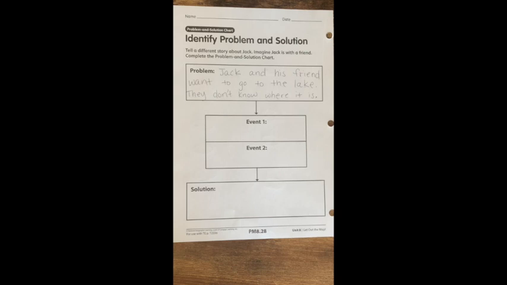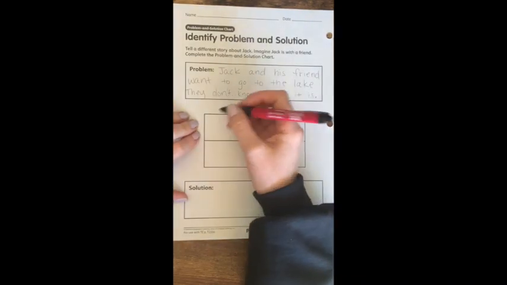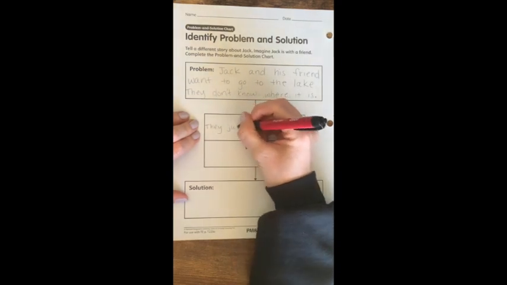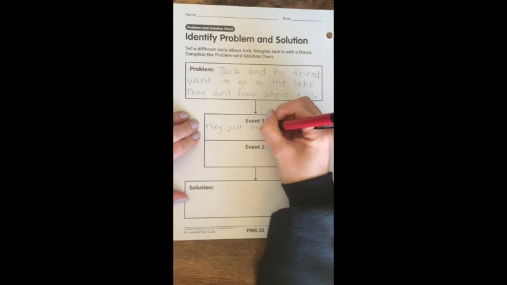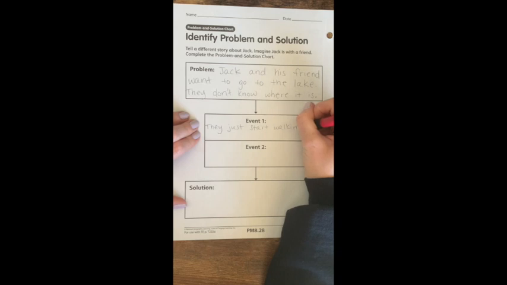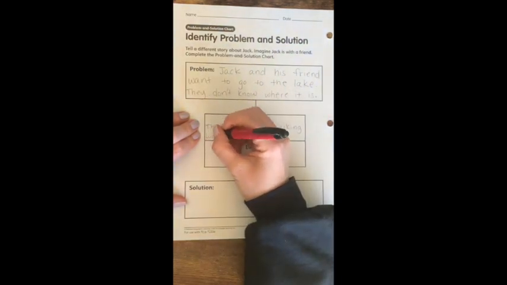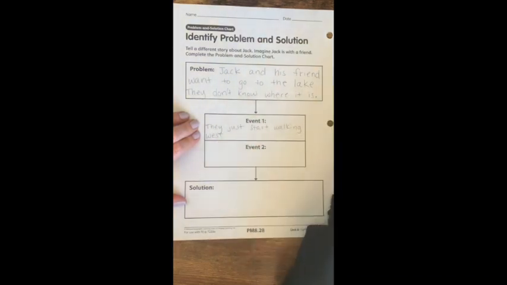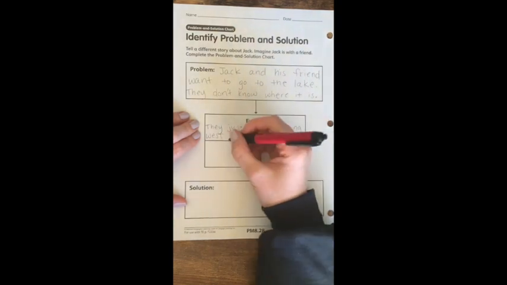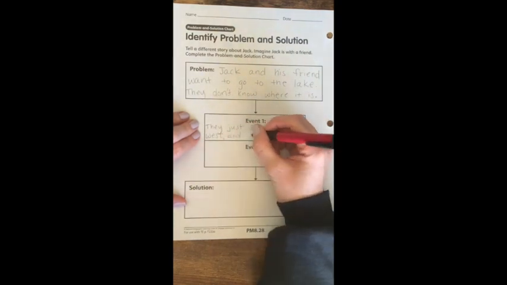So for event 1, that's the first thing they decide to do. So I'm going to say they just start walking. They start walking in any old direction. I'll say they start walking west. So if you remember the map from that story, there is nothing to the west. So they start walking west and find nothing.